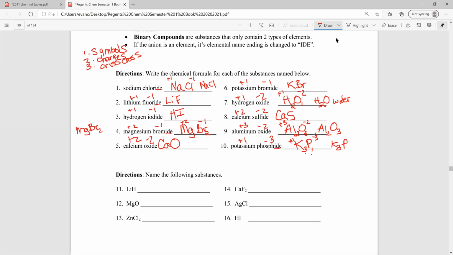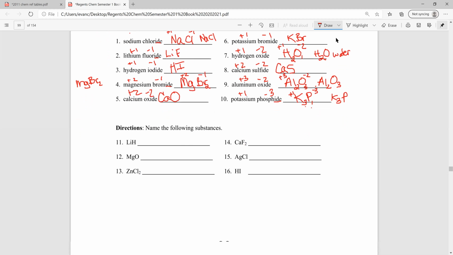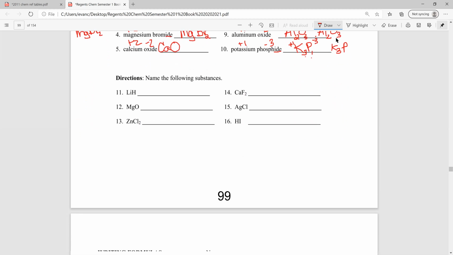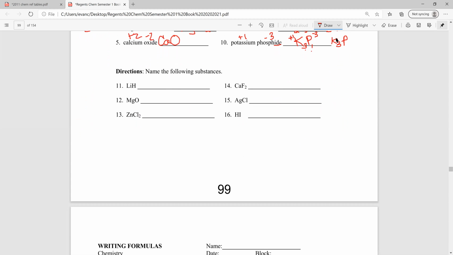So now that is how we do from the name to the formula. Now let's do the reverse. We're going to go from the formula to the name. When I go from the formula to the name, the first element always keeps its name. The second element, which is going to be the nonmetal, is going to change its ending to ide.